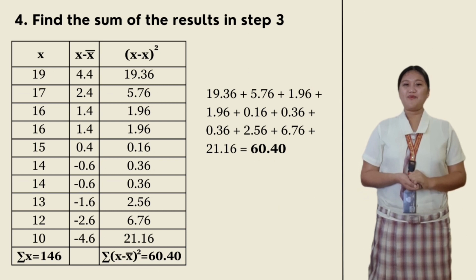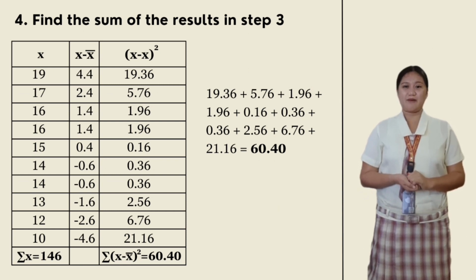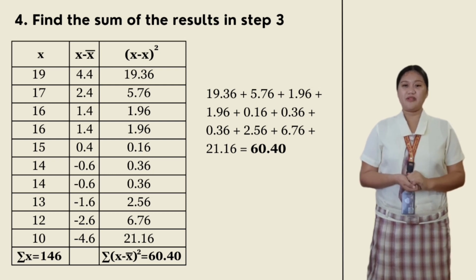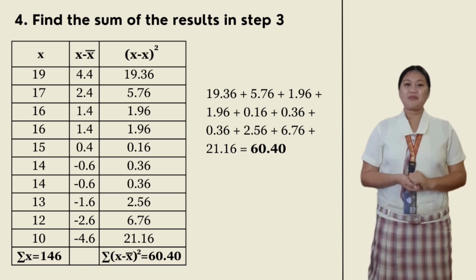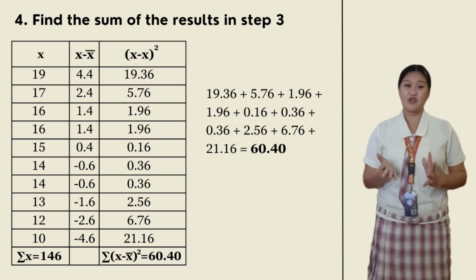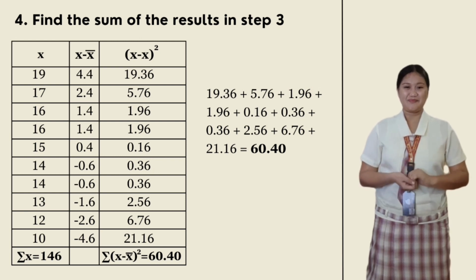For the fourth step, we need to find the sum of the results in step 3. So let's sum up the square difference between each score and the mean value. So 19.36 plus 5.76 plus 1.96 plus 1.96 plus 0.16 plus 0.36 plus 0.36 plus 2.56 plus 6.76 plus 21.16 is equal to 60.40. So the summation of the square difference between each score and the mean value is 60.40.